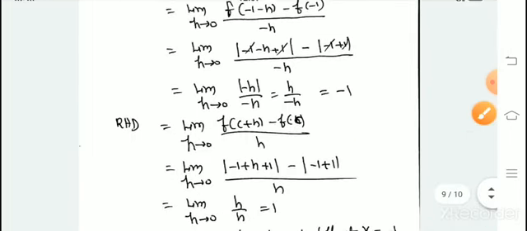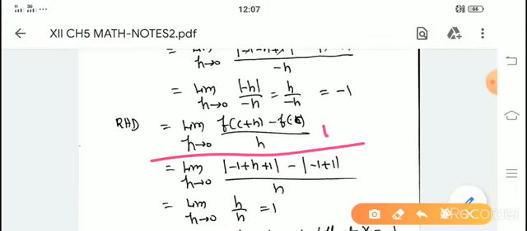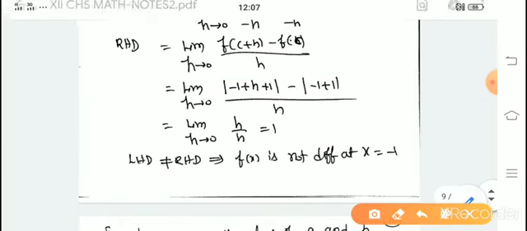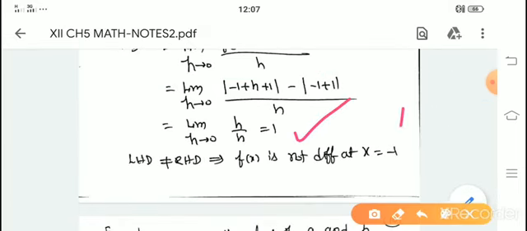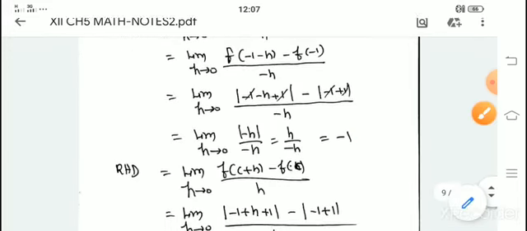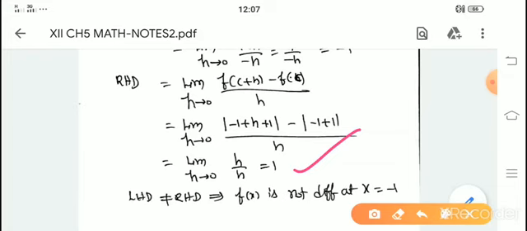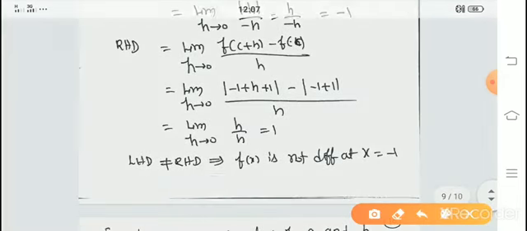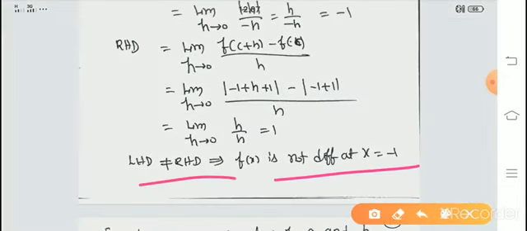Similarly, RHD also you find out: f of c plus h minus f of c by h. So substitute c equal to minus 1 here also. Then you get the value h by h, which is 1. So from here and there you can understand that here you got minus 1, here you got plus 1. Both are not equal. LHD is not equal to RHD, so the given function is not differentiable at x equal to minus 1.